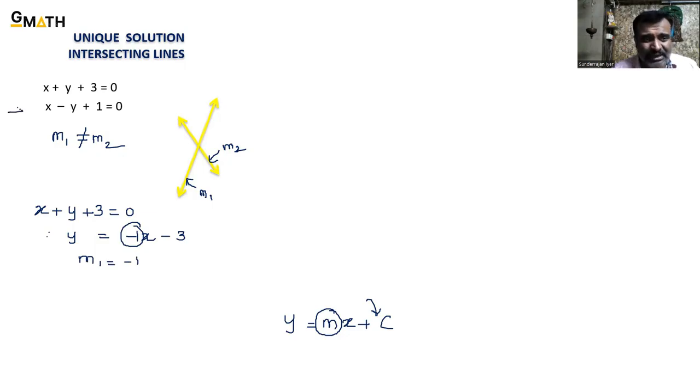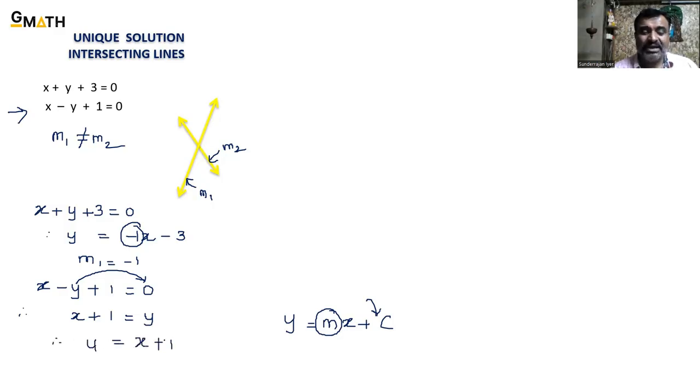Same way, let us go for the second equation. Second equation is x minus y plus 1 is equals to 0. Basically, we have to separate y, right? So I'll just transfer this y to that side. So I get x plus 1 is equals to y, or simply y is equals to x plus 1. Can you see the slope of x here? It is 1. So can I say m2 is 1? You see m1 is minus 1, m2 is 1. Can you see the slopes are different? That is why the lines are intersecting, or they have only one unique solution.